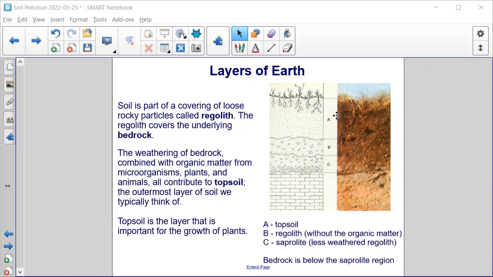So we have labeled here each layer. Here is the topsoil, the regolith without the organic matter, and the saprolite, which is just less weathered regolith. And below that is the bedrock.